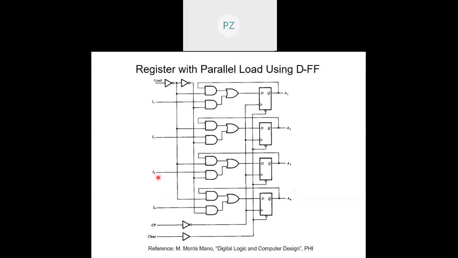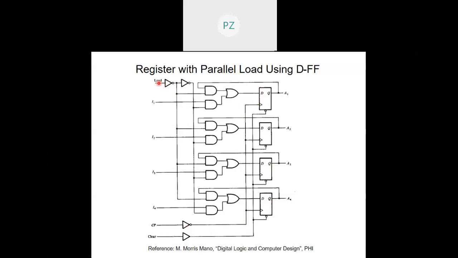Next, we are going to see register with parallel load using D-type flip-flop, right? Previously, we have seen the SR flip-flop. Now we will see a D flip-flop. Once again, the clear terminal is asynchronous. Whenever this is low, it will reset all these D flip-flops to zero. Now this clock pulse is inverted and fed to all of them. So it is only when the clock pulse is zero that all these D flip-flops will become active.